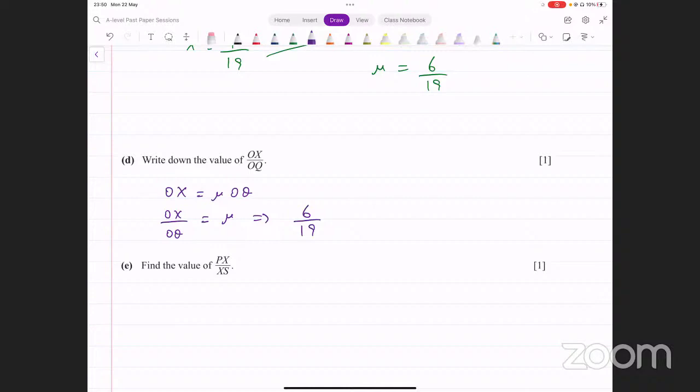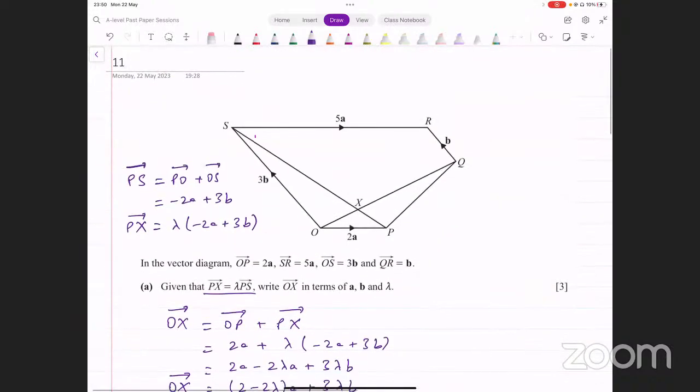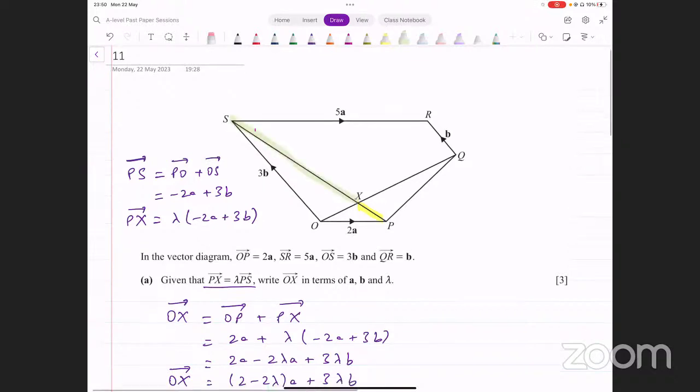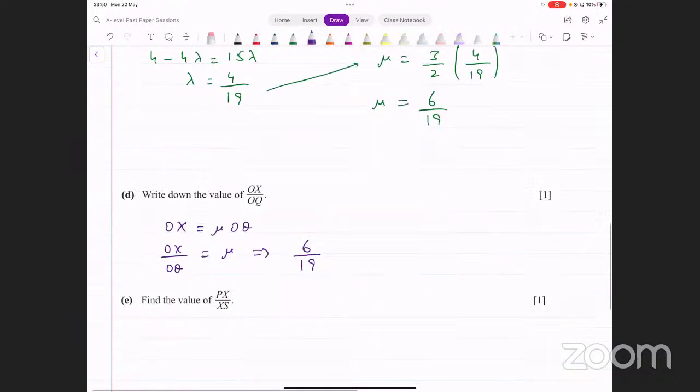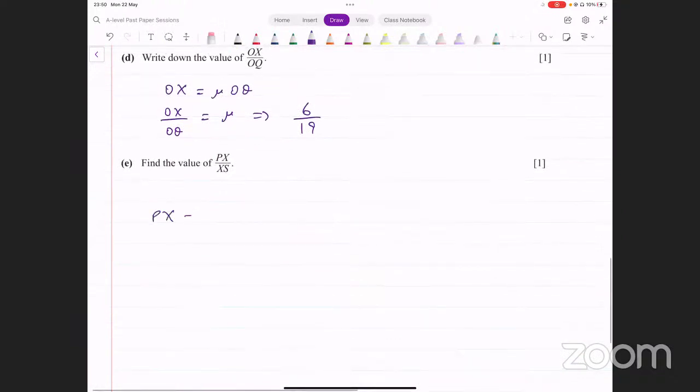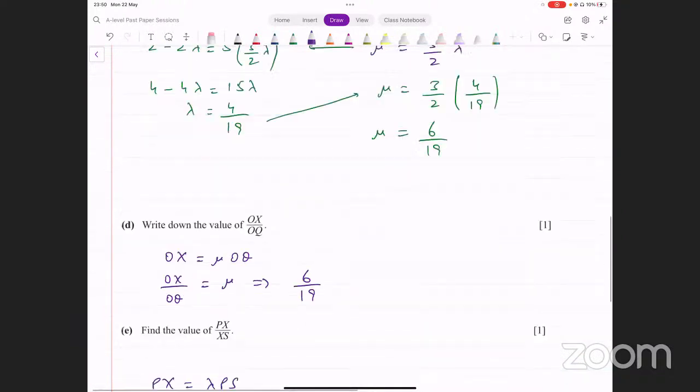ऑल राइट. अच्छा, नेक्स्ट वी हैव टू फाइंड द वैल्यू ऑफ PX over XS. अच्छा, PX and XS. PX कहाँ गया? PX and XS. अच्छा, ये भी स्ट्रेट लाइन है. इसका भी रिलेशन इसने क्या दिया हुआ था पहले? इसने कहा था PX is equal to lambda PS. अच्छा, उसने रिलेशन थोड़ा सा डिफरेंट दिया हुआ है. PX और lambda PS दिया हुआ है. अच्छा, what we can do now is we can say PX is equal to lambda PS. ये रिलेशन दिया हुआ था पहले.